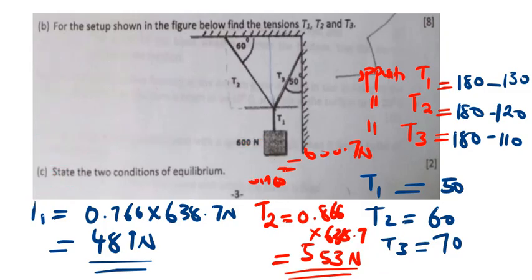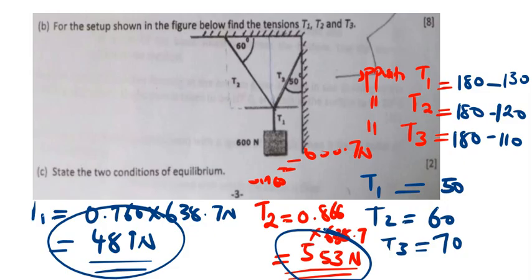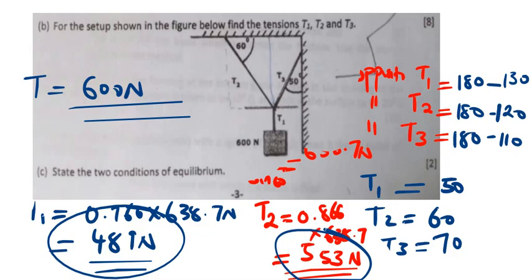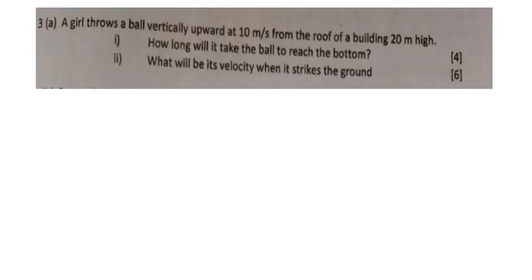So T1 is this, T2 is that, and T3 we've already been given. The tension is 600 newtons. So we're not even finding T3 because it's already been given. That's how I solve this one, and there are different methods you can use. Now let's come to question number 3.